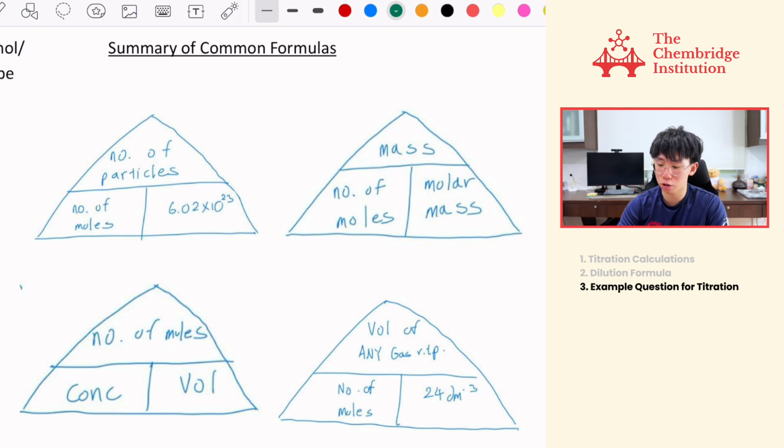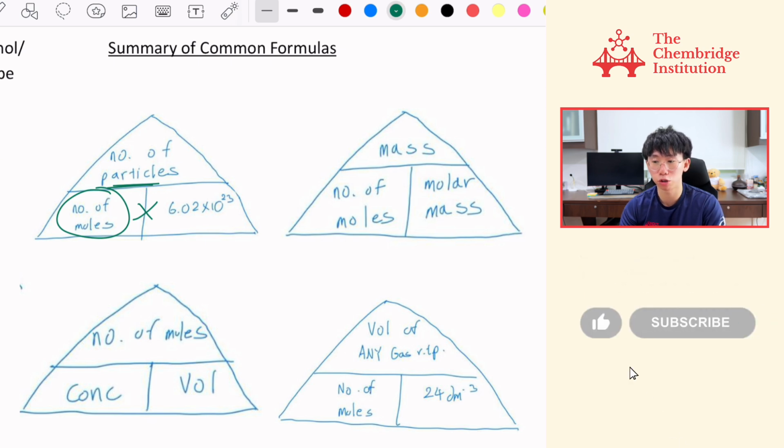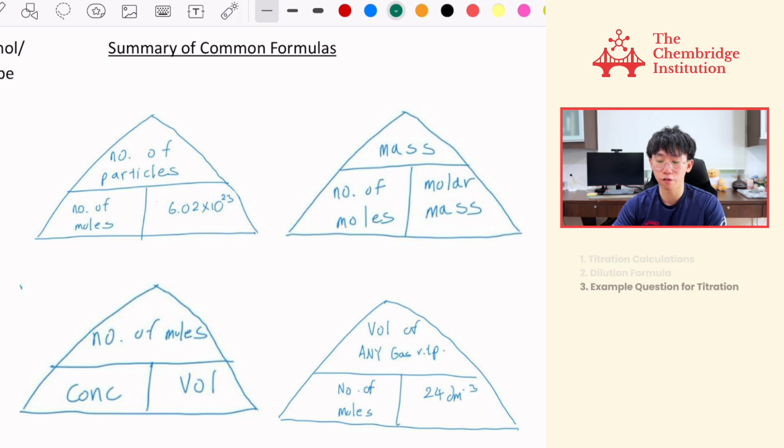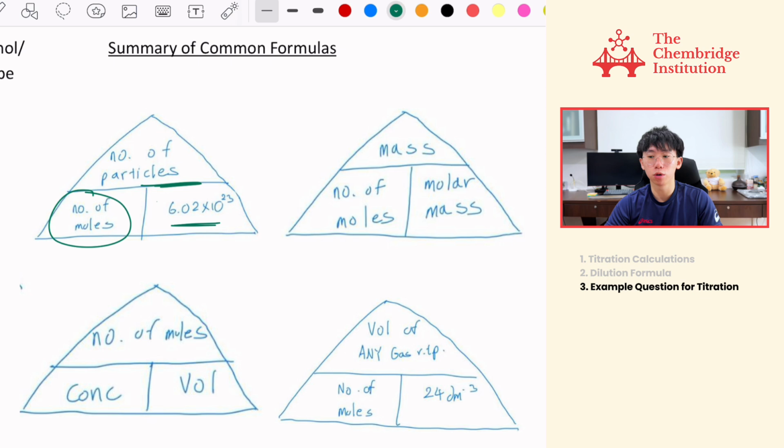For example, for Avogadro's constant, we have this first triangle, and if you have the number of moles, for example, and you want to find the number of particles, you just take the number of moles times 6.0 times 10 to the power of 23. Now, if you're given the number of particles, for example, and you want to find the number of moles, then because it's on top, you just take this, divide by this, and then you can get the number of moles over here.